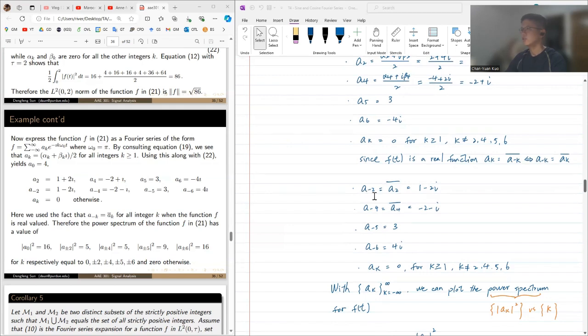So here, a negative 2 will be the complex conjugate of a2, and that's going to equal the complex conjugate of 1 plus 2i, which equals 1 minus 2i. Similarly, for a negative 4, we will look at the complex conjugate of a4, and that's equal to negative 2 minus i. And you can do the same for the rest of the coefficients. In the end, you will see that a negative 5 is equal to 3, and a negative 6 is equal to 4i, and the rest of the coefficients, a negative k, will equal 0.